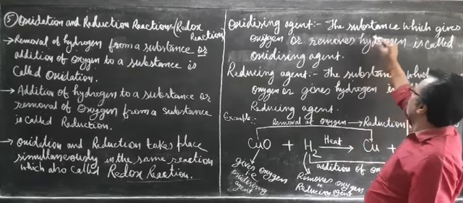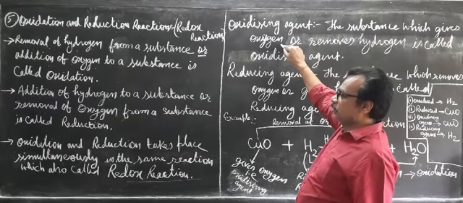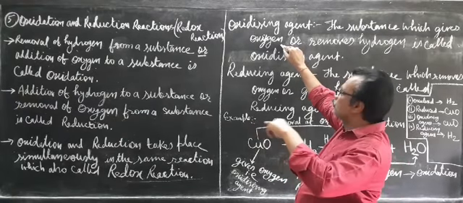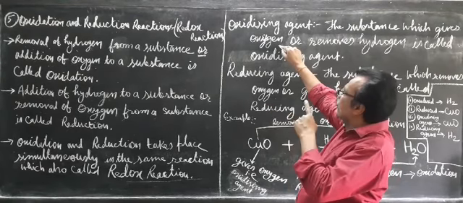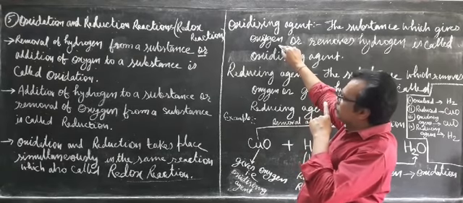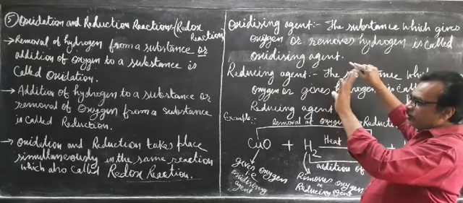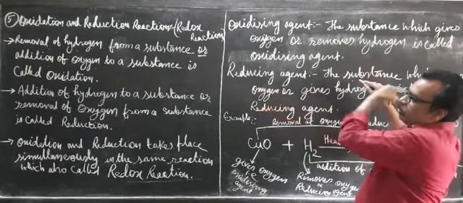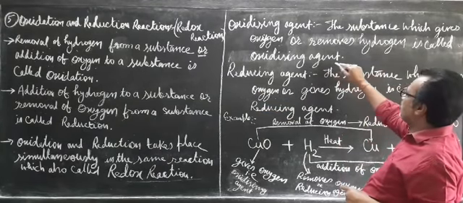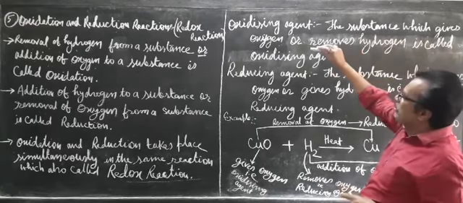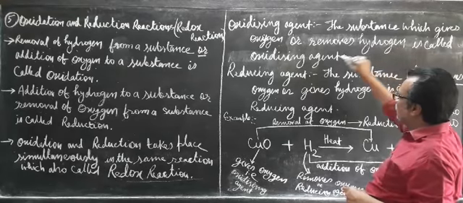So what is oxidizing agent? The substance which gives the oxygen. So that means the substance will facilitate the addition of oxygen. That is why those substances are known as oxidizing agent. Second thing, there is a removal of hydrogen. That means for oxidation, removal of hydrogen should be there. So any substance which can remove the hydrogen from a particular substance will be known as oxidizing agent. So any substance which gives the oxygen or removes the hydrogen is called oxidizing agent.